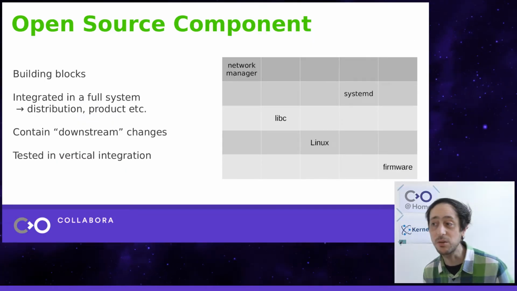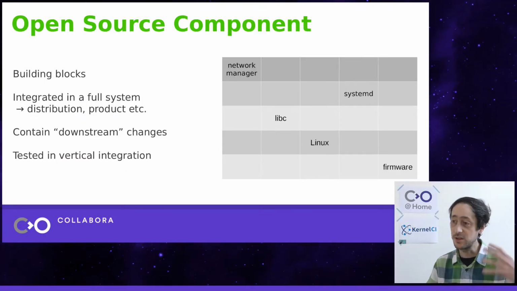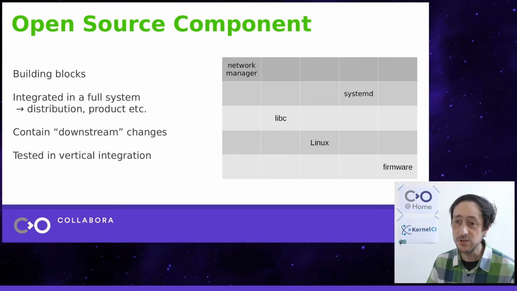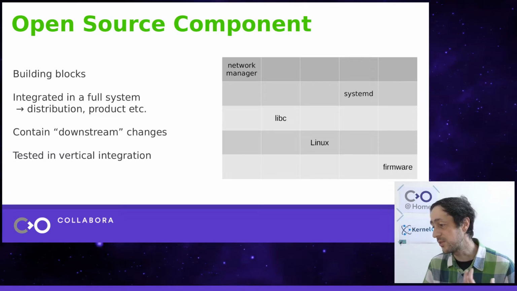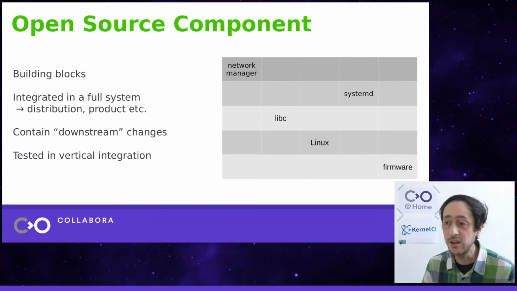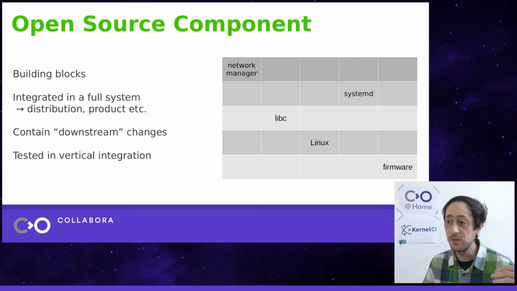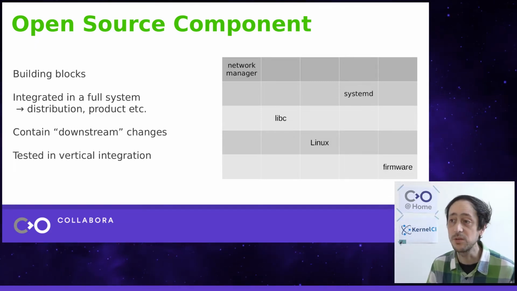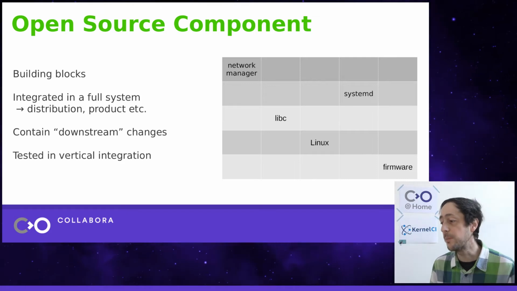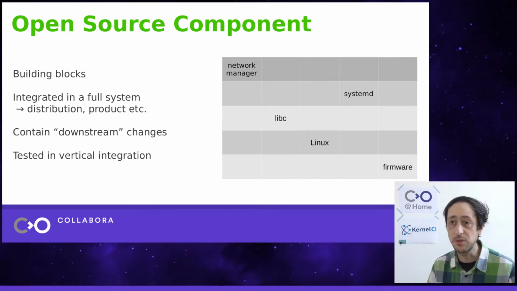And then the second category of open source projects, like I said, the first one is self-contained applications. Another one is open source components. So these are basically things that users don't use directly, but they're like middleware or even lower level, starting from firmware or the Linux kernel or the standard C library. So these are building blocks for a full system.